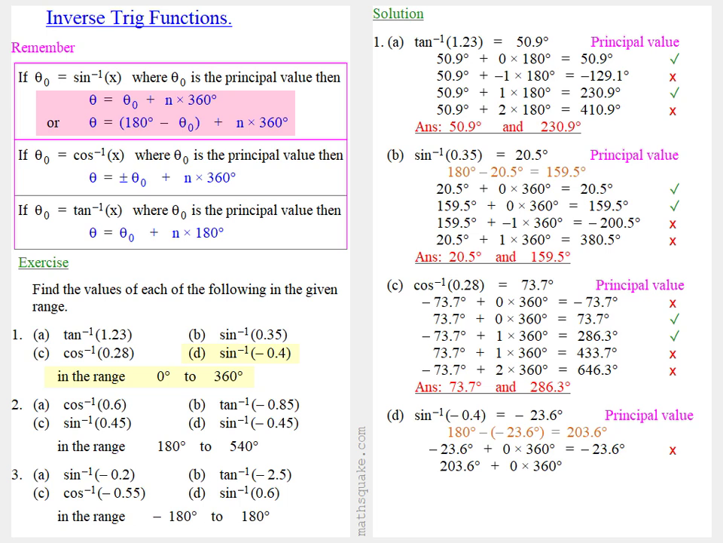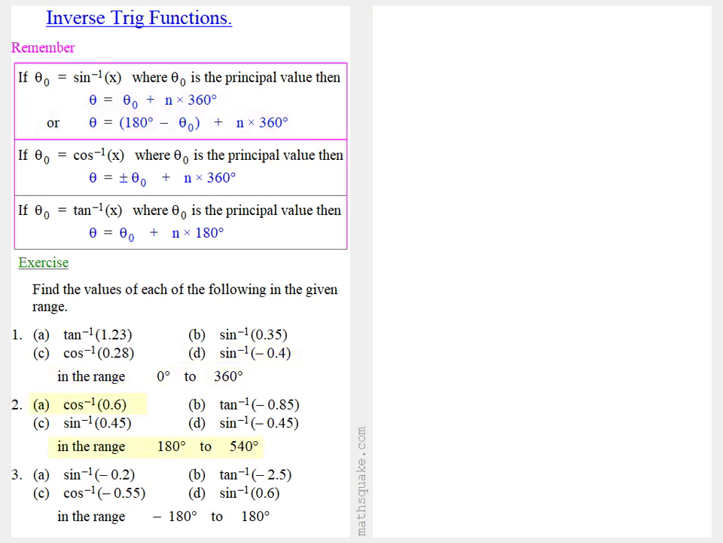203.6 plus 0 times 360 is 203.6, which is in the region we want. If we have minus 23.6 plus 1 times 360, we get 336.4 degrees, which is in the region we want. And if we take 203.6 plus 1 times 360, that's 563.6, which is too large. So the suitable solutions that we can have are 203.6 degrees and 336.4 degrees.